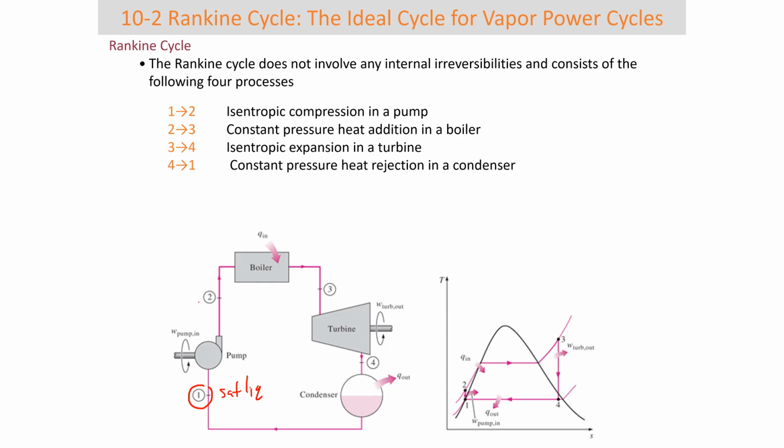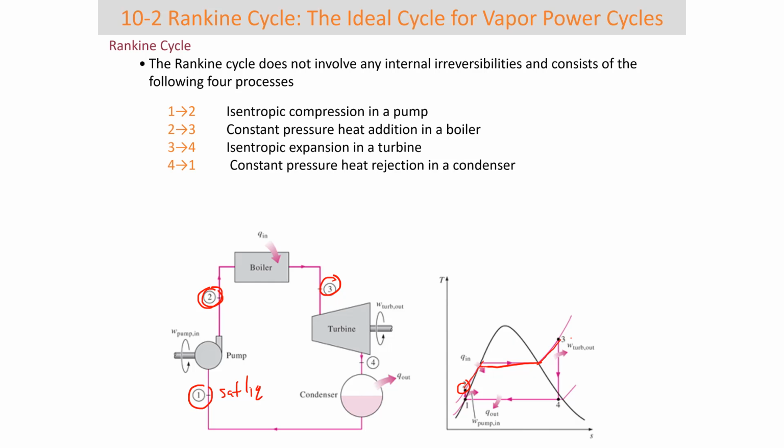I have from state 1 to state 2, isentropic compression of the saturated liquid water going into the pump, coming out at state 2 at a high pressure. Then it goes into the boiler, heats up the water till it starts boiling, continues to heat up the water till it hits saturated vapor, and then continues to heat the vapor until it becomes superheated at state 3.